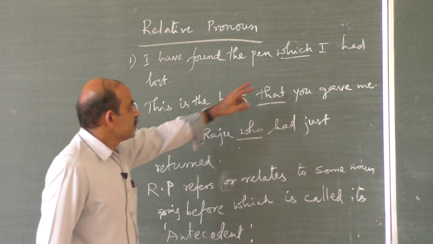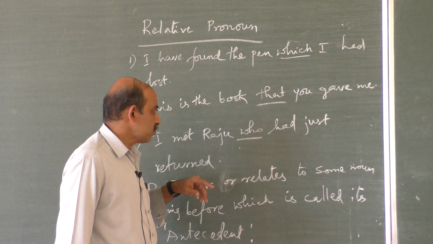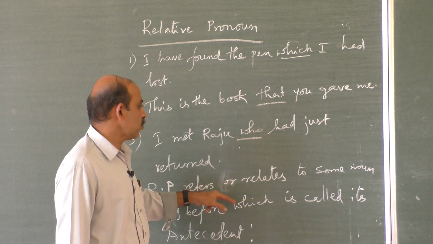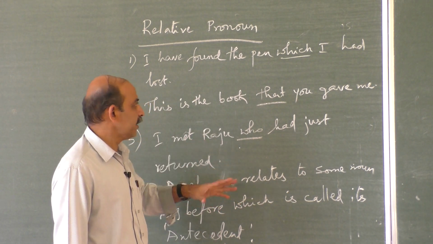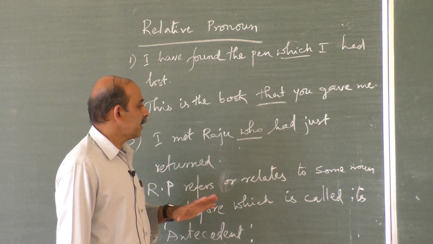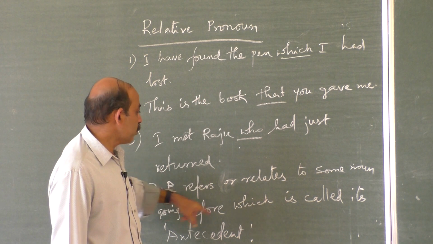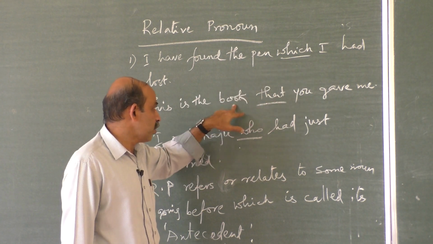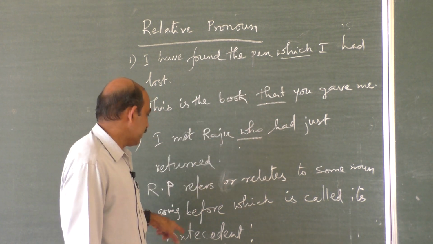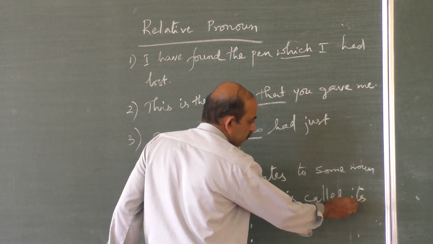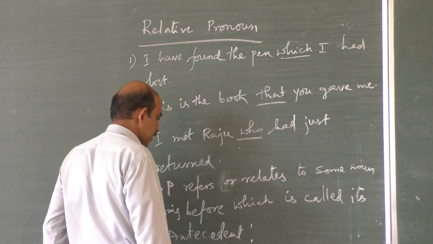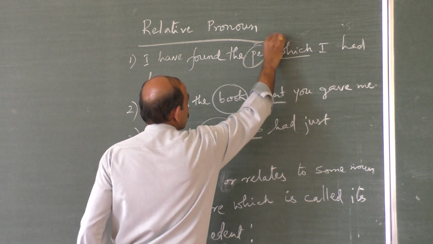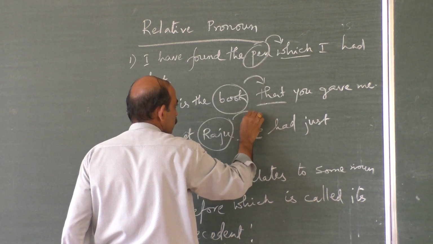Now, these pronouns are relative pronouns, and any relative pronoun must refer or relate to some noun going before, in the same sentence. Going before what? Pen. Here book, here Raju, which is called its antecedent. Now this word its is once again a personal pronoun, third person, possessive case: its antecedent. So this word is called the antecedent of this particular relative pronoun.